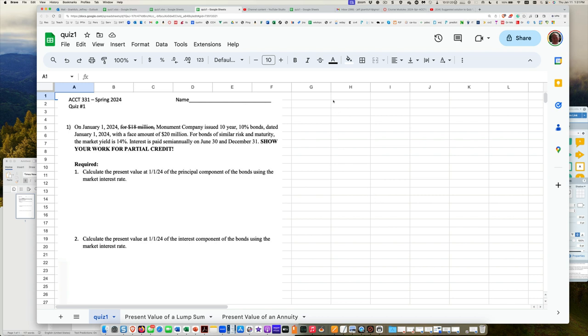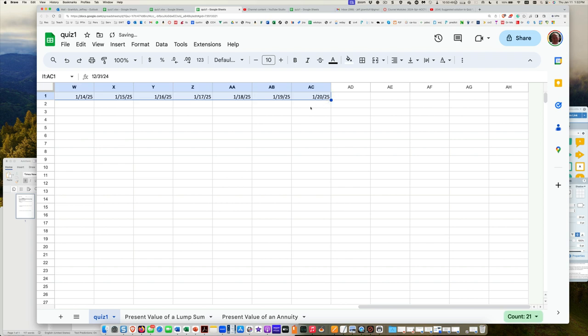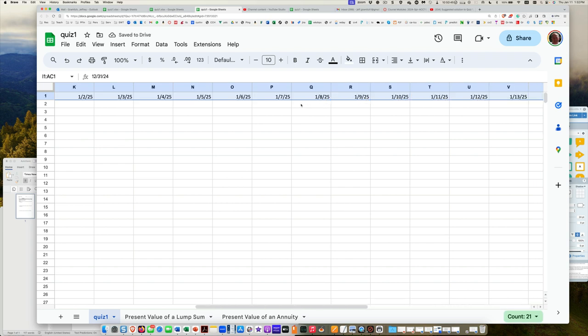So what we're going to do is put over here the dates. 1/1/24 is the date of issuance, and then the first interest payment is June 30, 2024, and then the next one is 12/31/24. And then we're going to take these two, roll them out and carry them forward out here to something like this. It didn't work so good.